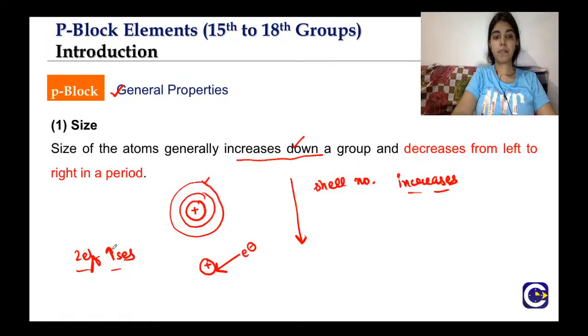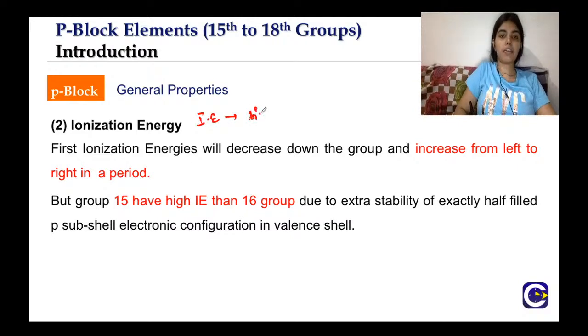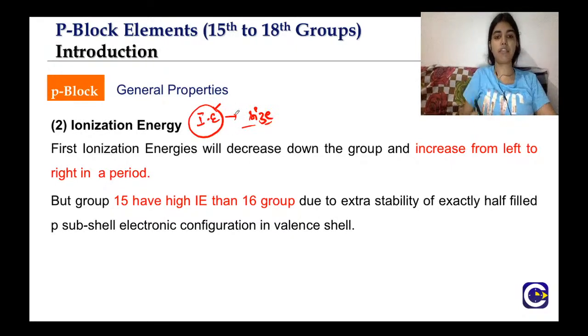Now next, ionization energy. First ionization energy will decrease down the group and increase from left to right in a period, right? So basically you can relate ionization energy to size. How can you relate it to size? For example, what is ionization energy? Basically, from a gaseous isolated atom, the energy required to remove the outer electron is known as the ionization energy, right?